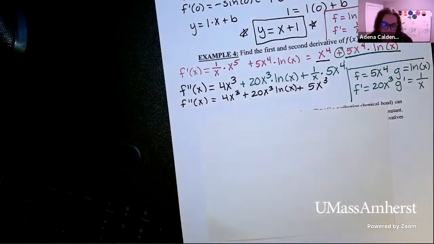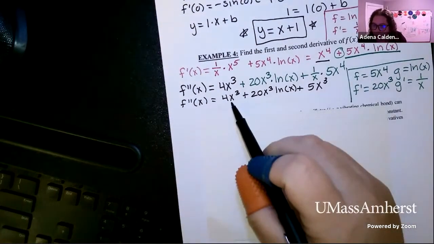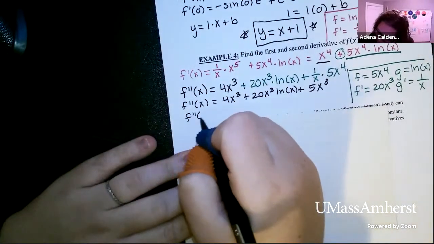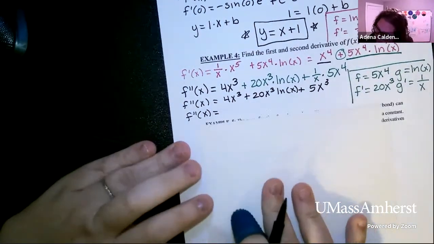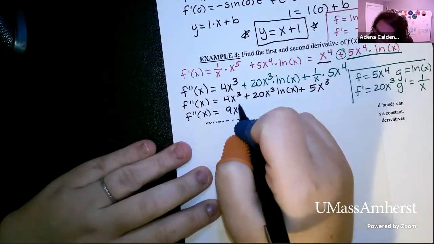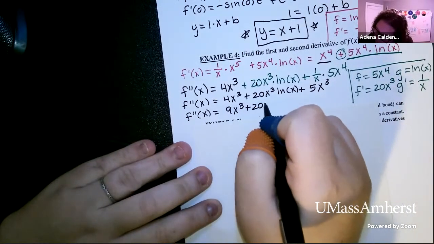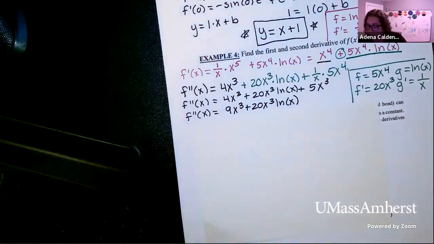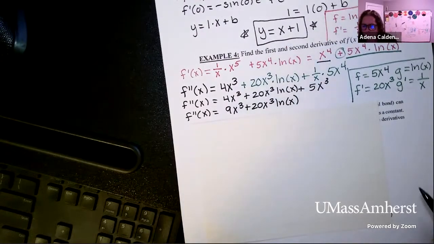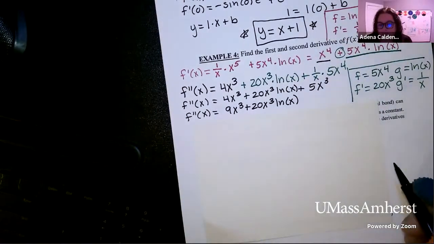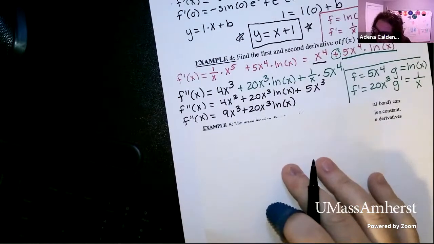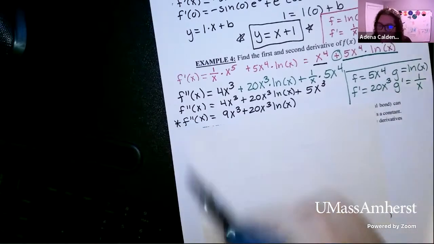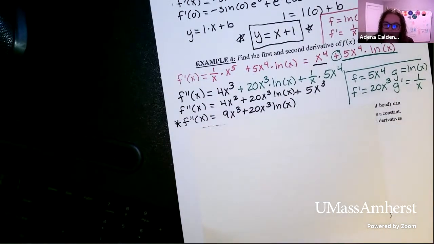And so now what I notice is that I have a 4x cubed and I have a 5x cubed. So I can combine those into 9x cubed plus 20x cubed times ln x. Now I could factor out an x cubed term if I wanted to. I don't need to. I don't have any reason that I'd want to do that right now, but I could. Okay, so this is sort of the final simplified version of our second derivative.